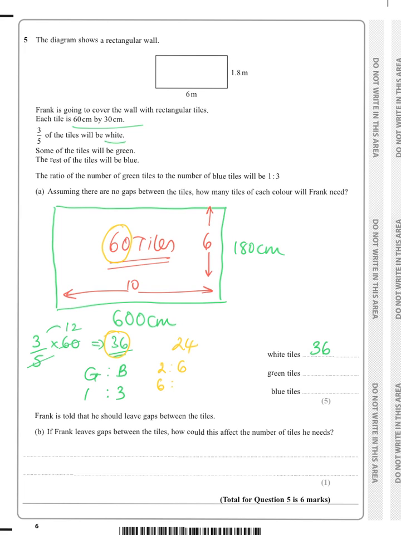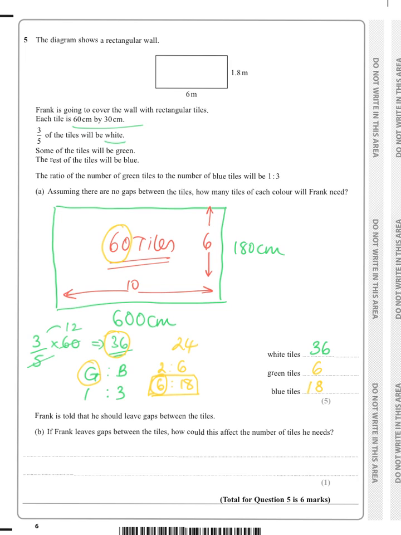or 6 to 18? Because to get from 1 to 3 to 2 to 6, I can just double both sides. And then to get to 6 to 18, I can then times both sides by 3. Or I could have just started from 1 to 3 and times both sides by 6 to get 6 to 18. Now that's important because 6 and 18 make 24. So the nice thing about that is, if we just follow the key here, G was the left hand side of the ratio, so that would be 6 green, and then what's left would be 18 blue.